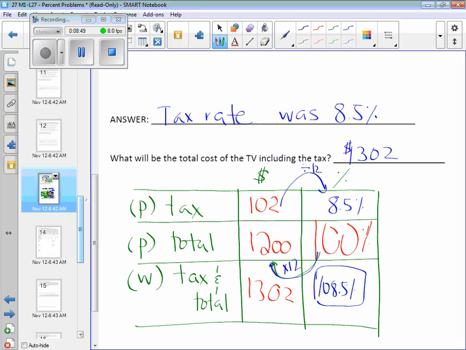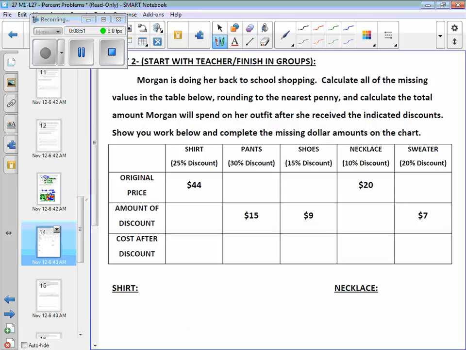What's great about this page is that every question is a discount question. What's tricky is it's laid out a little differently from what you're used to. So I'm going to do one with you, and then the rest you're going to do in your groups.